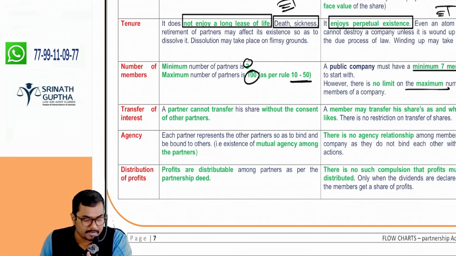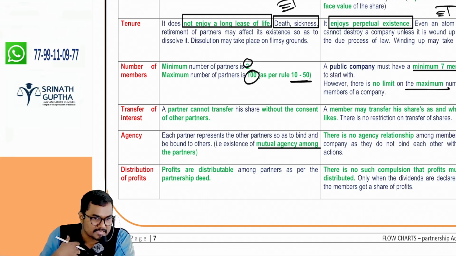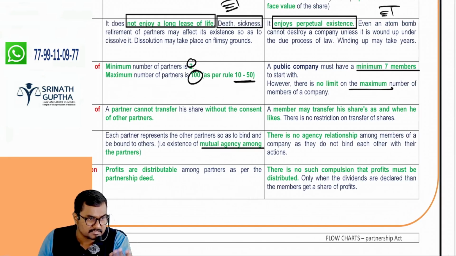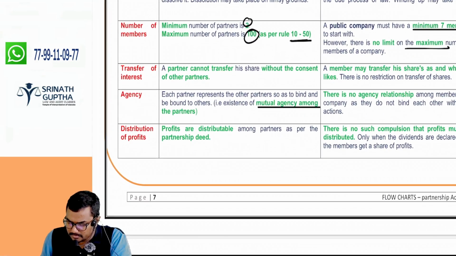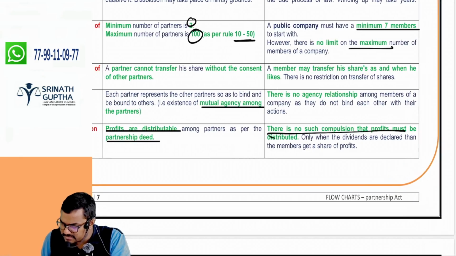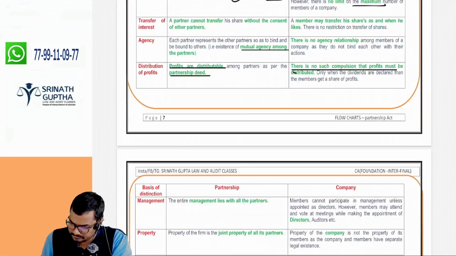Agency. In case of partnership, there is a mutual agency among the partners. If you sell, I am liable. If I sell, you are liable. In case of company, 1 lakh members are there. If one member does something, other members will not be liable. Next, distributable profits. In case of partnership, profits must be distributed as per the partnership deed. In case of company, distribution of profits is not compulsory.